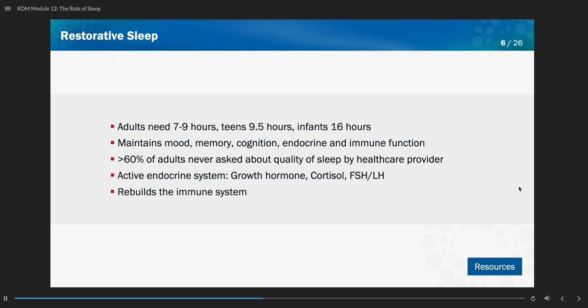In an interesting study, they asked adults who had seen their physician about being interviewed regarding their sleep hygiene. And more than 60% of adults responded that they were never asked about the quality of their sleep by healthcare providers. So this is an area that's really falling through the cracks in healthcare today. We also know that sleep is an important time of growth hormone, cortisol, and other hormone regulation, as we'll see in just a few minutes. And importantly, sleep is a primary rebuilder of the immune system, which is critical for disease prevention and cancer prevention.